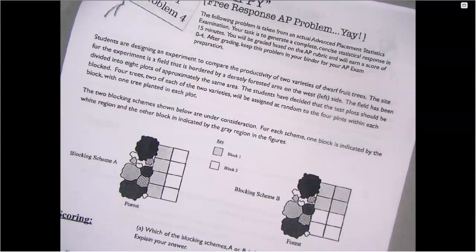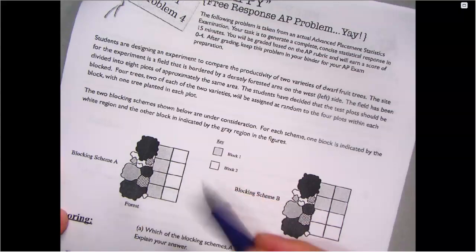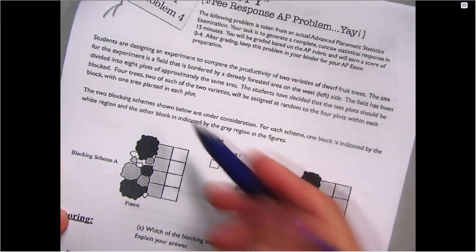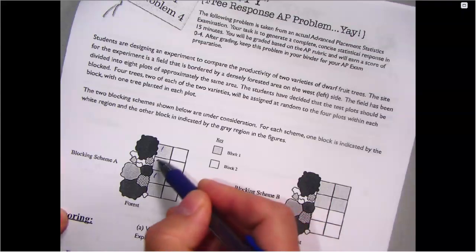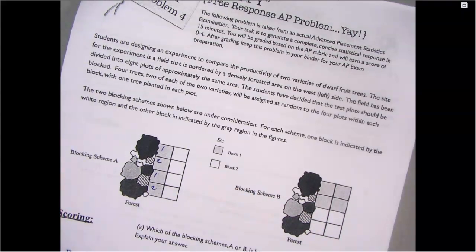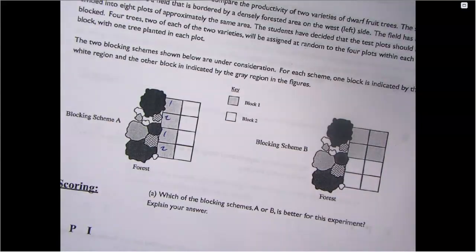And then within each subset, I'll randomly assign. So I'll have 2 of variety 1 in here, and 2 of variety 2. So now, if variety 1 grows better, I know it's because it's variety 1. It's not because it was closer to the woods. So everything in that experiment is going to be.